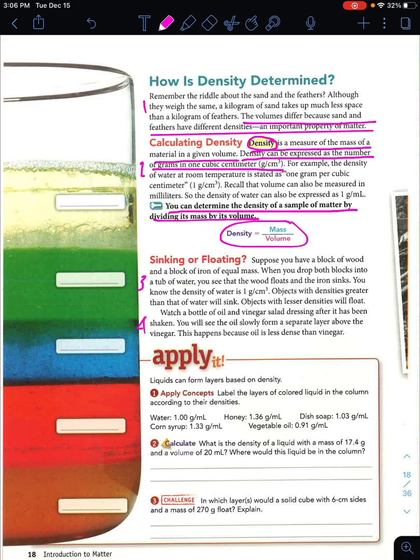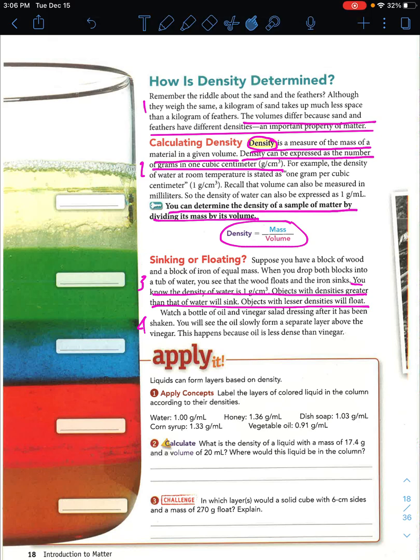Let's take a look at paragraphs 3 and 4. I'm going to underline the end of paragraph 3. I didn't think anything was important in paragraph 4, so I'm going to leave that one for now. Let's take a look at the Apply It.